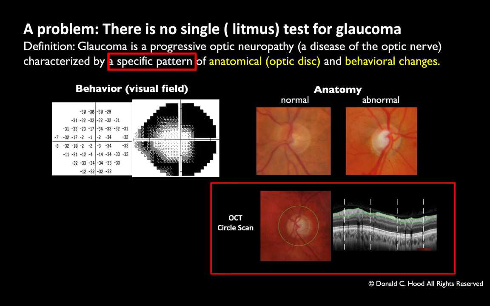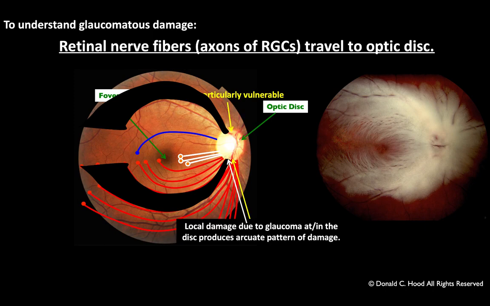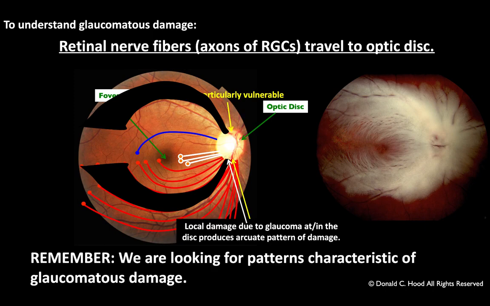Okay, so by specific pattern, we're going to mean arcuate patterns. I want you to keep in mind that we're going to be looking for patterns that are characteristic of glaucomatous damage. We're looking for patterns. We're not looking for global statistics or thickness, right? Ultimately, we want to decide whether we have patterns that are characteristic of glaucoma.